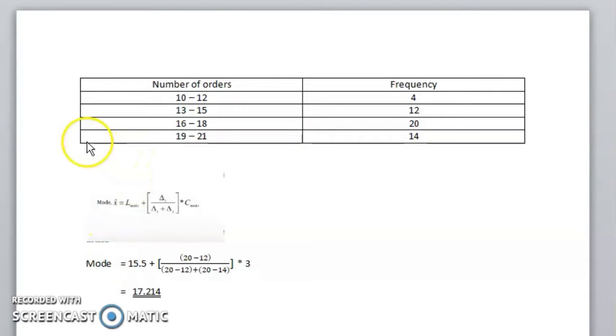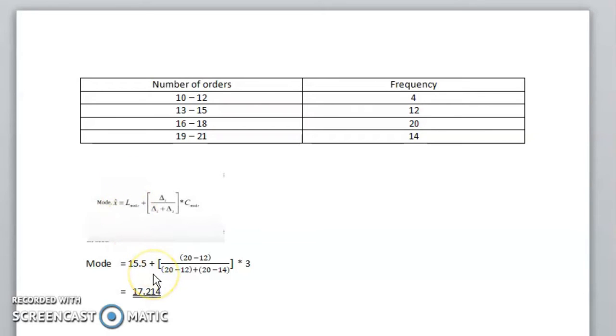Okay, this is the table for the question. This is the formula for the mode. As we know, mode equals to L mode plus delta 1 over delta 1 plus delta 2 times C mode, as we replace all the formula. So this is what we get.